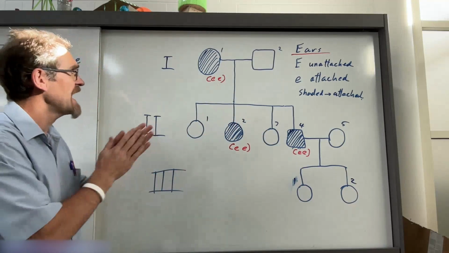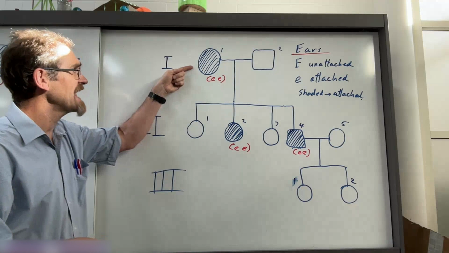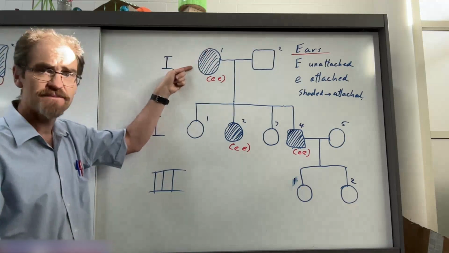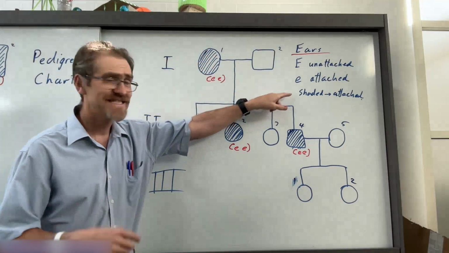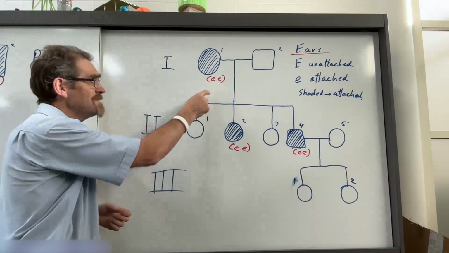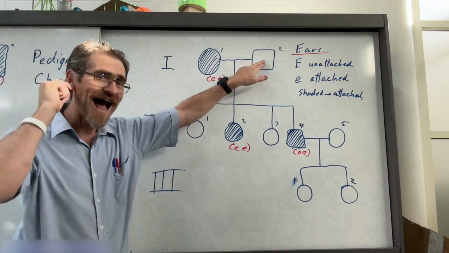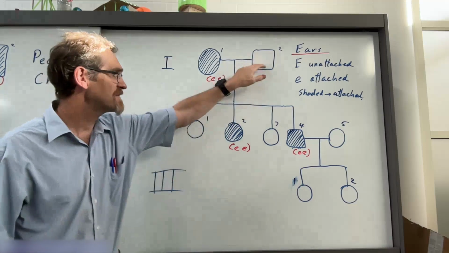We've got a grandmother up here. This person has a shaded circle. I know it's a female because it's a circle. Shaded tells me that it's got attached ears, which tells me that the genotype is going to be lowercase e, lowercase e. We have the father, unattached ears, little dangly things like me. Okay, grandfather, if you like.